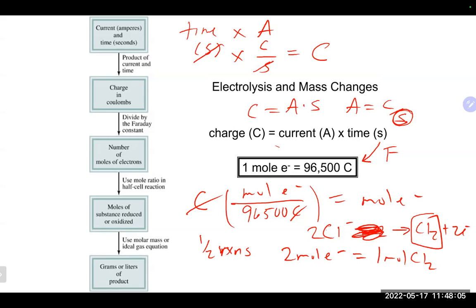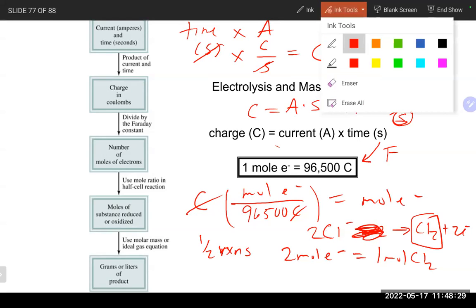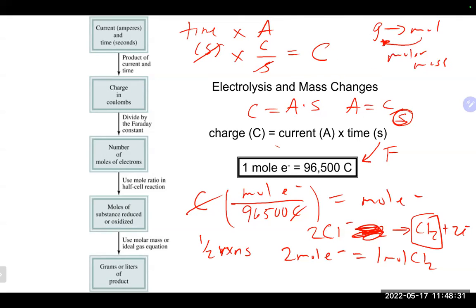And at this point, it depends on the problem. You may be asked how many grams you would produce in the cell. So once I have moles, I could use the molar mass to go from moles to grams, or the opposite way around. Also, sometimes a lot of these electrolysis cells will collect a gas. So sometimes we're not interested in how many grams, but in the volume of gas that we collect. And since it is a gas, we will sometimes need to use PV equals nRT to solve for volume.